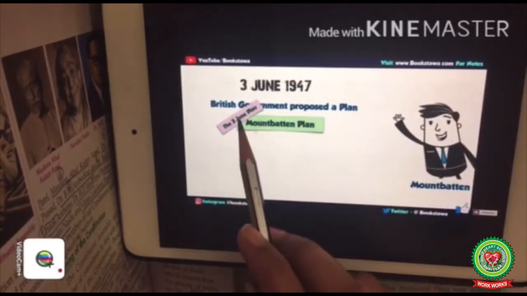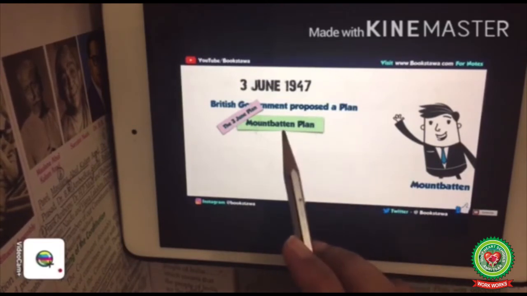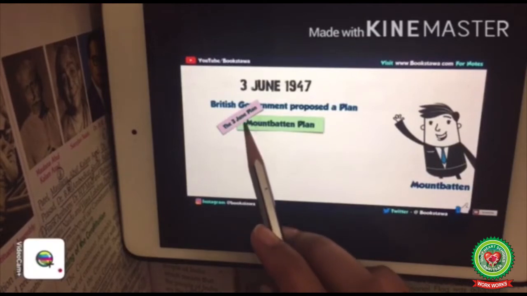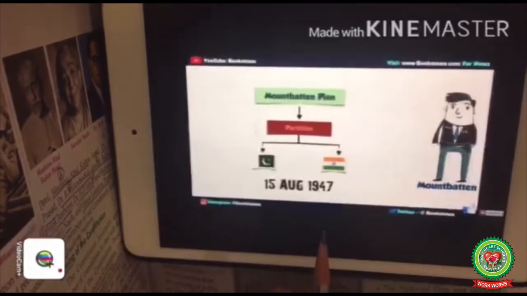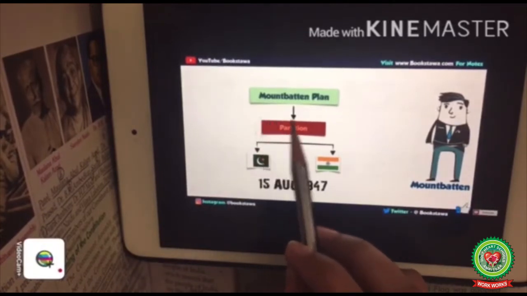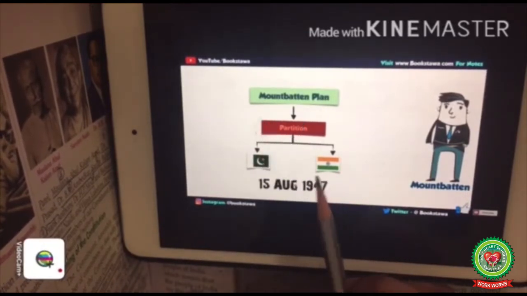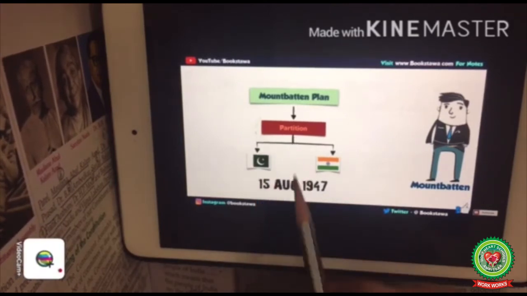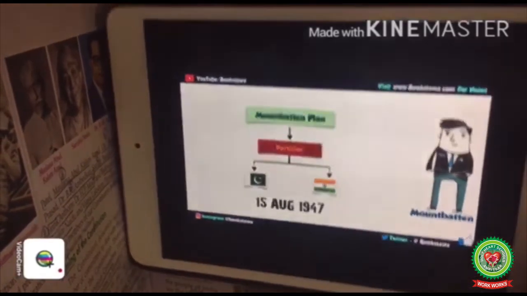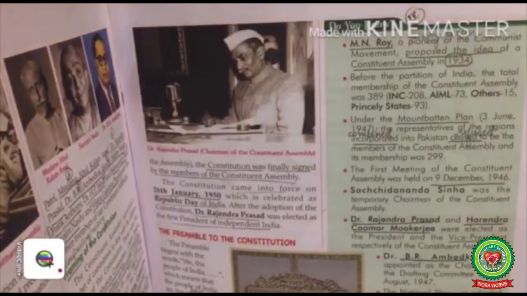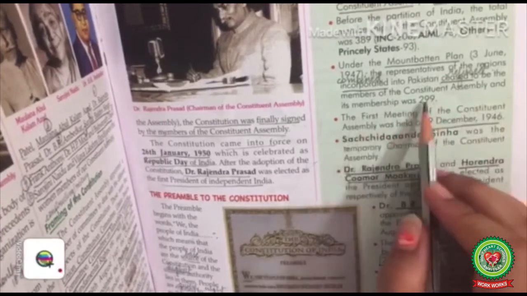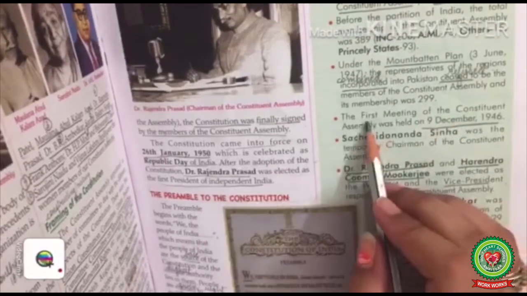On 3rd June 1947, the British government proposed a plan. That plan was called the Mountbatten Plan. It was also called the 3rd June Plan. In this plan, the British government asked for the partition of India and Pakistan. The date that was final for the partition was 15th August 1947. After this plan, the membership of the Constituent Assembly was 299.